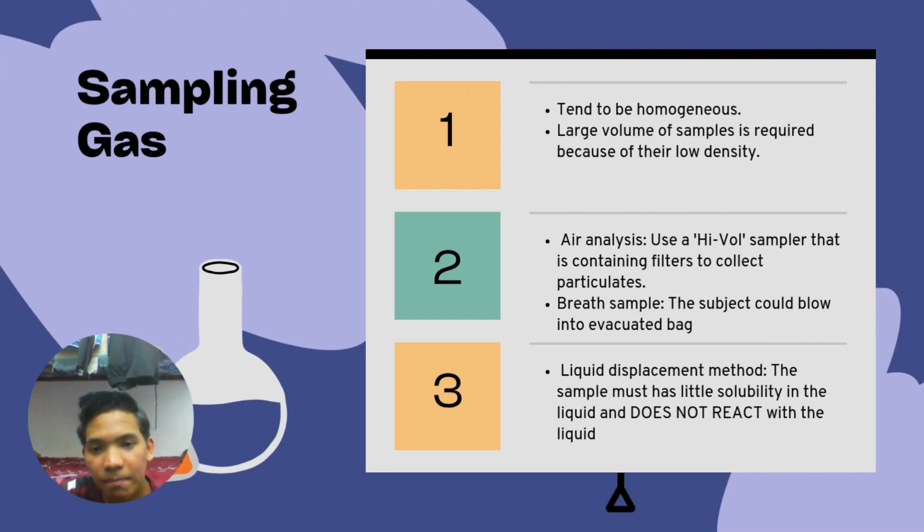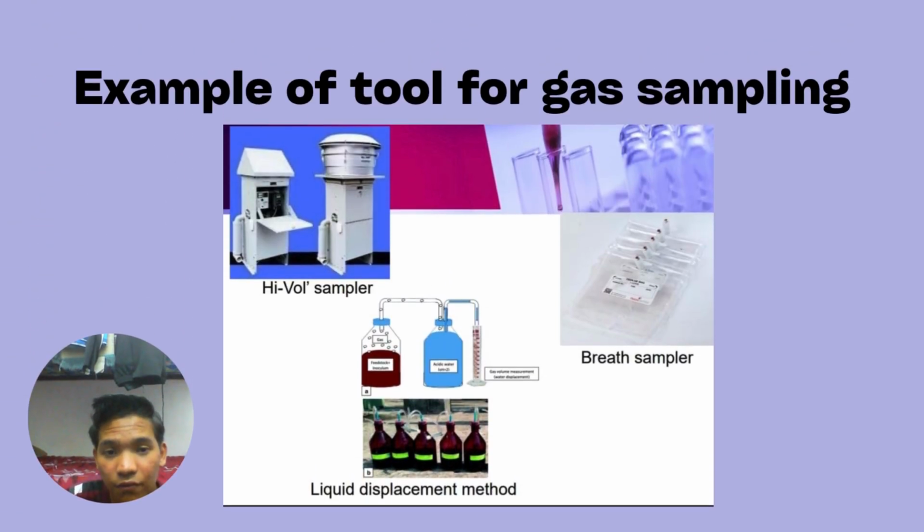Next, we move to sampling gas. Number one, gases tend to be homogeneous and a large volume of sample is required because of their low density. For the second one, air analysis: use a high volume sampler containing filters to collect particulates. And breath sample, where the subject blows into an evacuated bag. And for the third one, the liquid displacement method. The sample must have little solubility in the liquid and must not react with the liquid. These are examples of tools for gas sampling. Number one is the high volume sampler, breath sampler, and liquid displacement method.